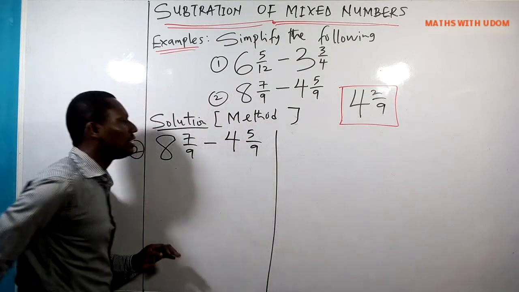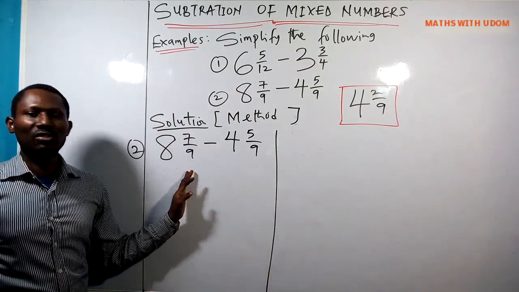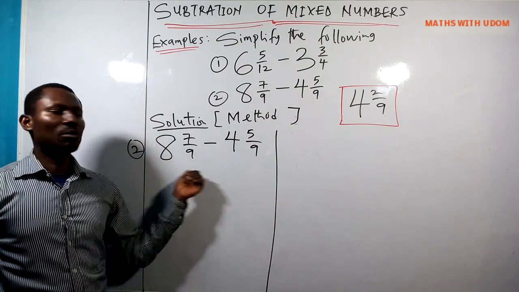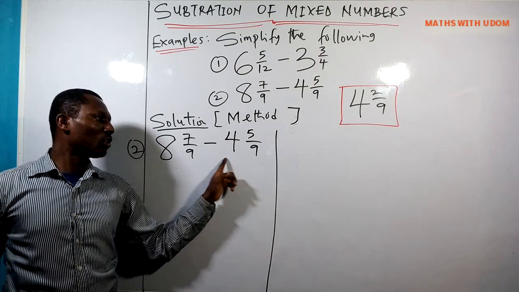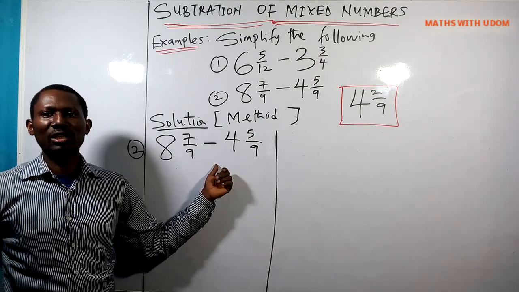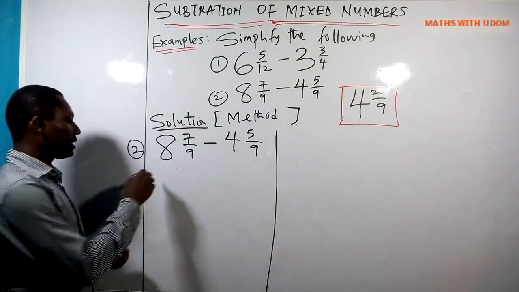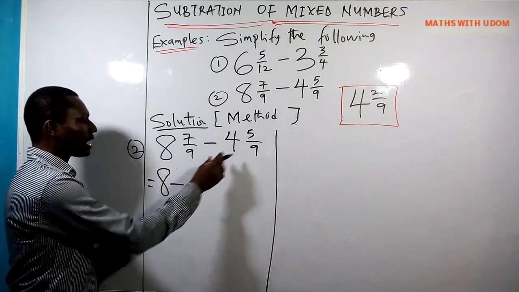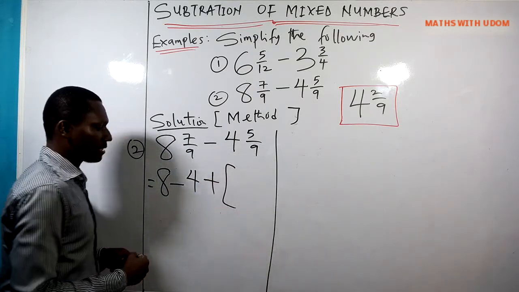Now, to solve this using method 2, all we need to do is to separate the whole part from the fractional part. Meanwhile, we are subtracting. We subtract the whole part from the whole part, and the fractional part from the fractional part. So let's start. Our whole part here is 8 subtract 4. Plus, then you open a bracket.